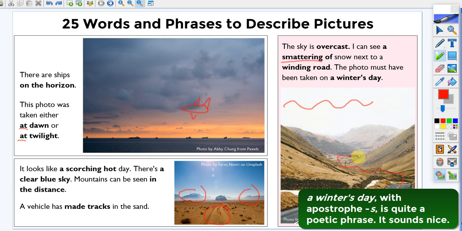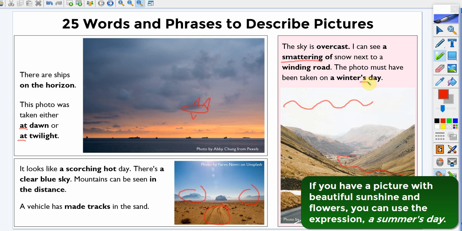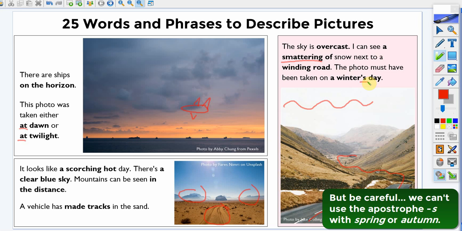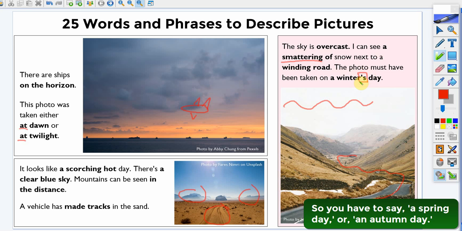A winter's day with apostrophe S is quite a poetic phrase. It sounds nice. If you have a picture with beautiful sunshine and flowers, you can use the expression a summer's day. But be careful, we can't use the apostrophe S with spring or autumn, so you have to say a spring day or an autumn day.